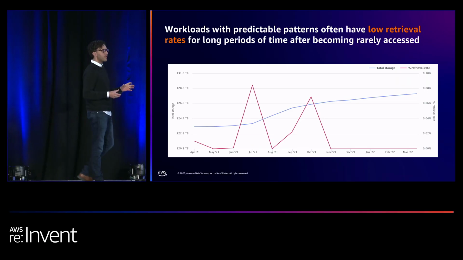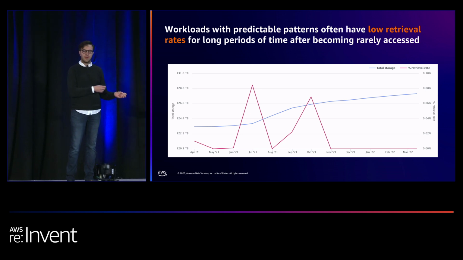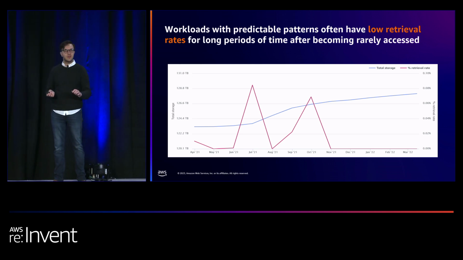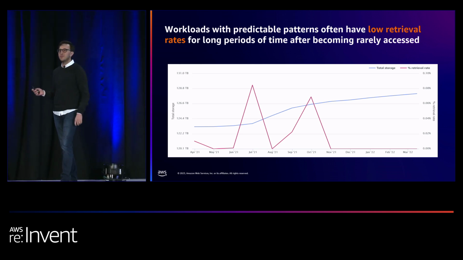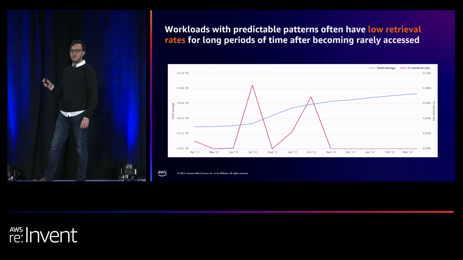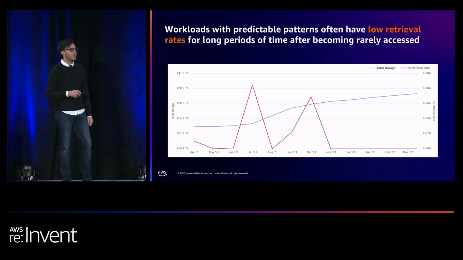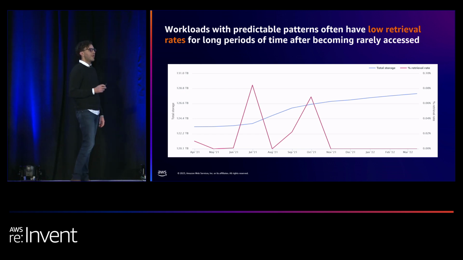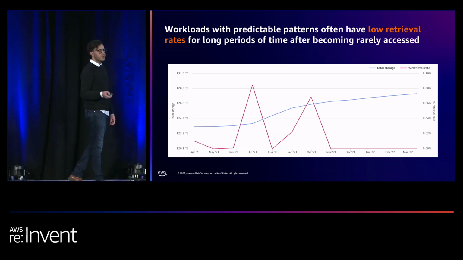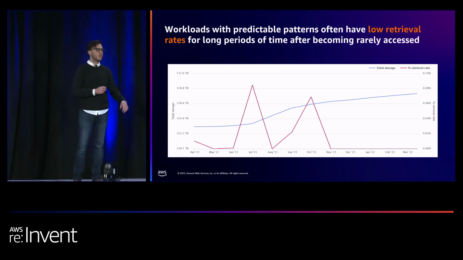Often, customers that have predictable access patterns observe that the percentage of data that is accessed each month is consistently low after their data becomes rarely accessed. Based on this insight, you would set an S3 lifecycle policy to move your data to a lower-cost storage class.